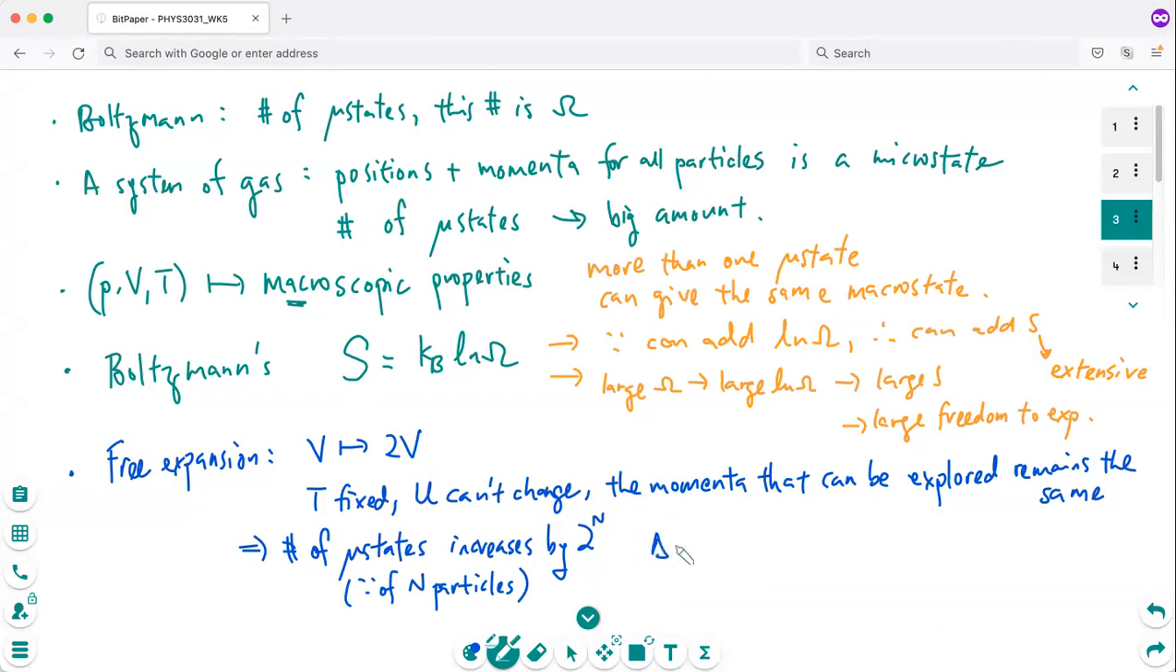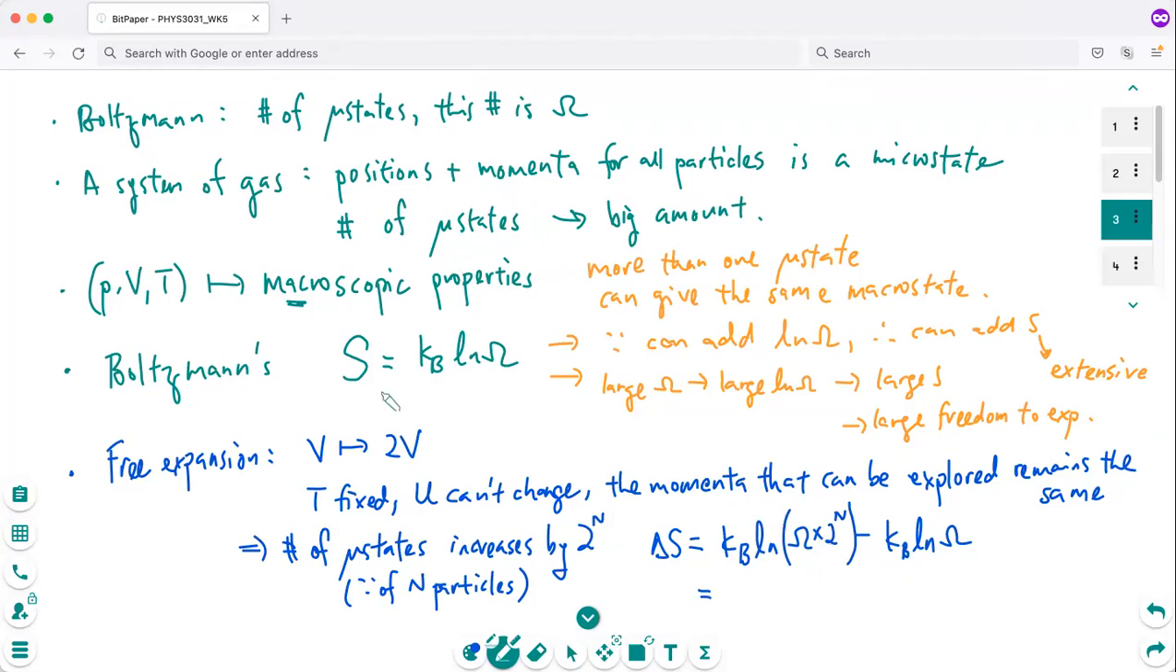Okay, and now you can calculate the change of entropy. I'm going to use this formula. The change of entropy is the final entropy minus the initial entropy. The initial entropy is some k_B log omega. I don't know what omega is. Fine, but what I know is the final entropy has the omega amplified by a factor of 2 to the n. So before the expansion, I have this. I don't know the absolute value.